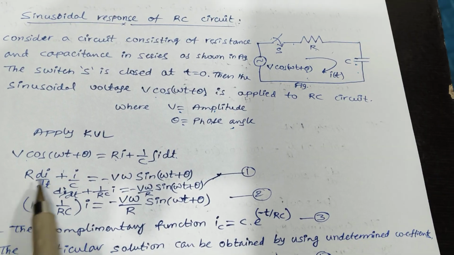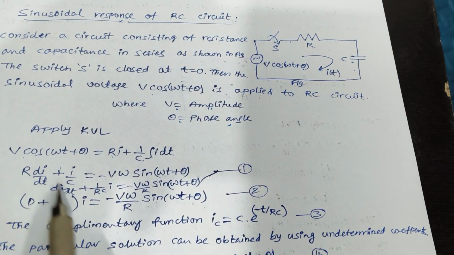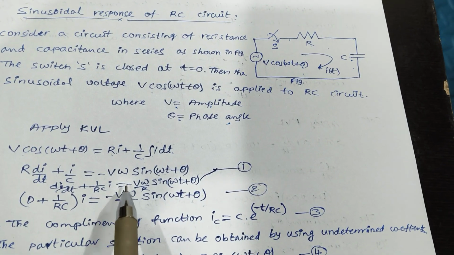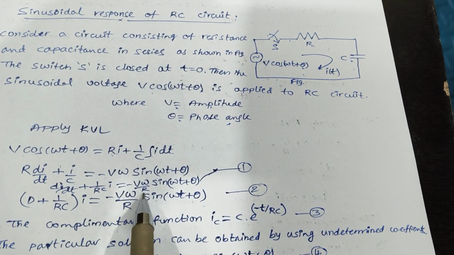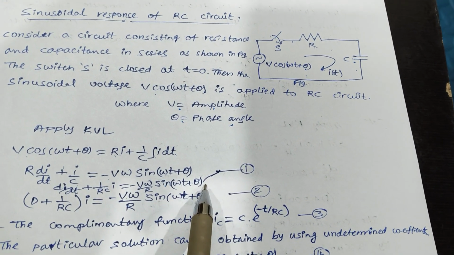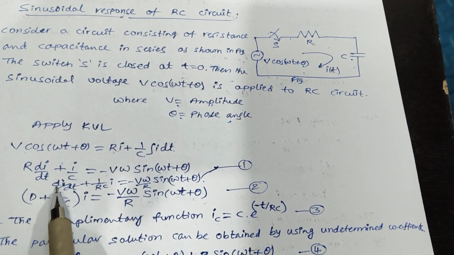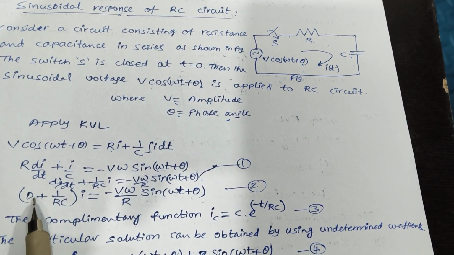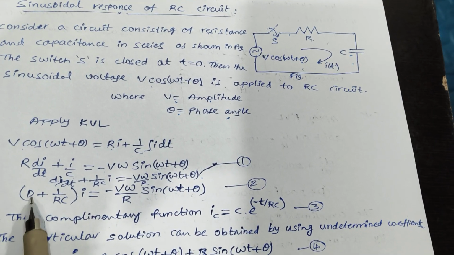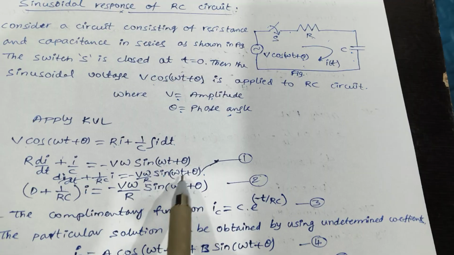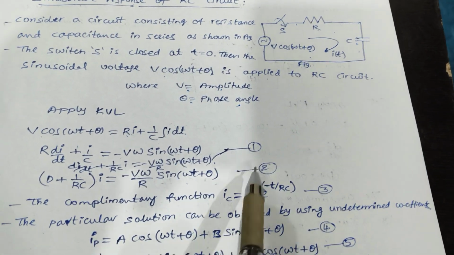By rewriting this equation, dividing both sides by R, di by dt plus 1 by RC into i is equal to minus V omega by R into sin(omega t plus theta). Writing this as a characteristic equation, by assuming D is equal to d by dt, we get D plus 1 by RC of i is equal to minus V omega by R into sin(omega t plus theta). This is your second equation.